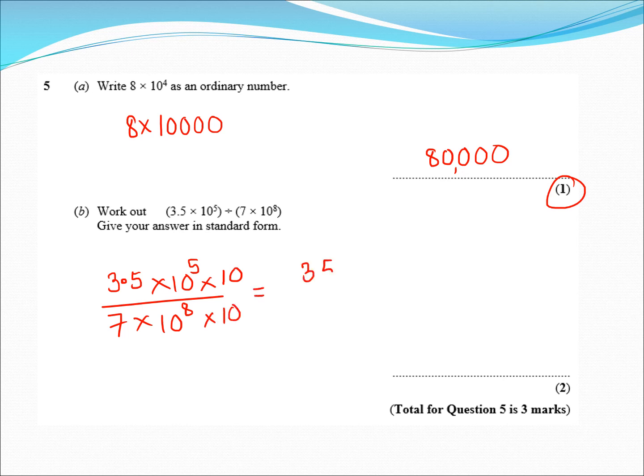I get 35 times 10 to the power of, we know that when you multiply same numbers with different powers, you can add the powers, 10 to the power of 6. And I can do 7 times 10 to the power of 9. Now 35 divided by 7 is 5 times 10 to the power of 6 divided by 10 to the power of 9. When you divide, you subtract the power. So that is going to be 10 to the power of minus 3. There are other ways to do this question, but I believe this one is slightly easier. So that gives you your 2 marks.